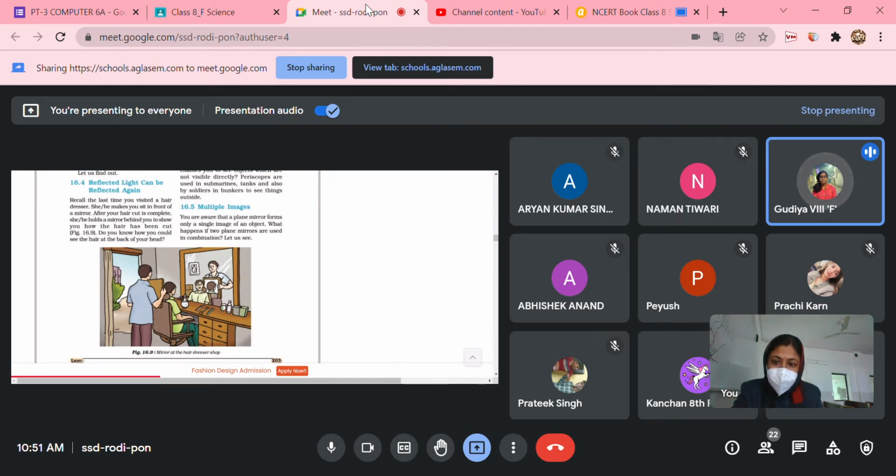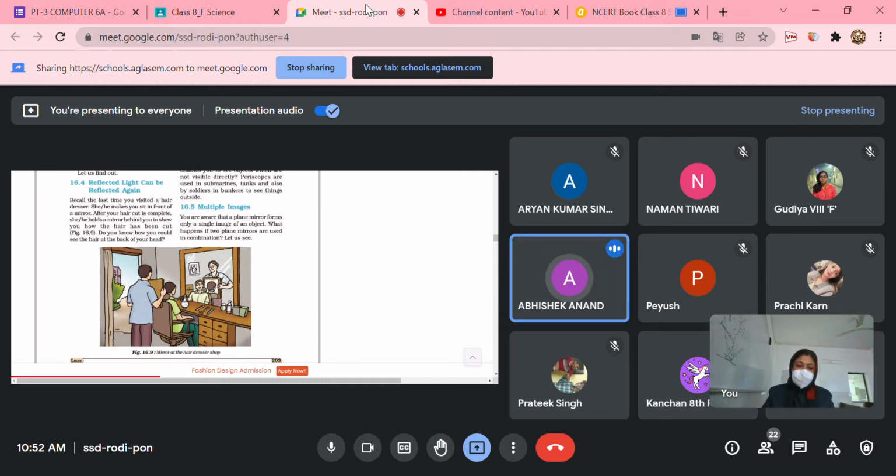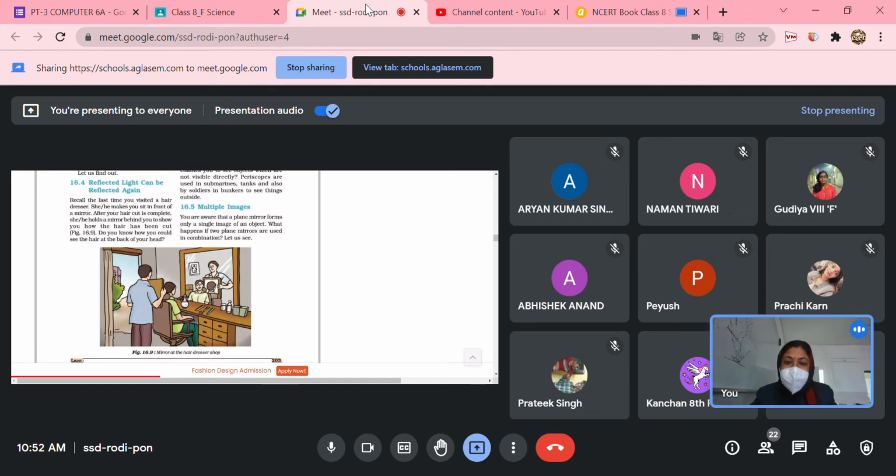Just stop. You can see that the person is sitting in front of a big mirror, and that is a barber who has cut the hair. He's holding one more mirror at the back. So what happens? How is the person who came to cut his hair able to see his back? How? Anyone? Tell me how it is happening. Ma'am, can you repeat the question? How is the person whose hair is being cut able to see his back?